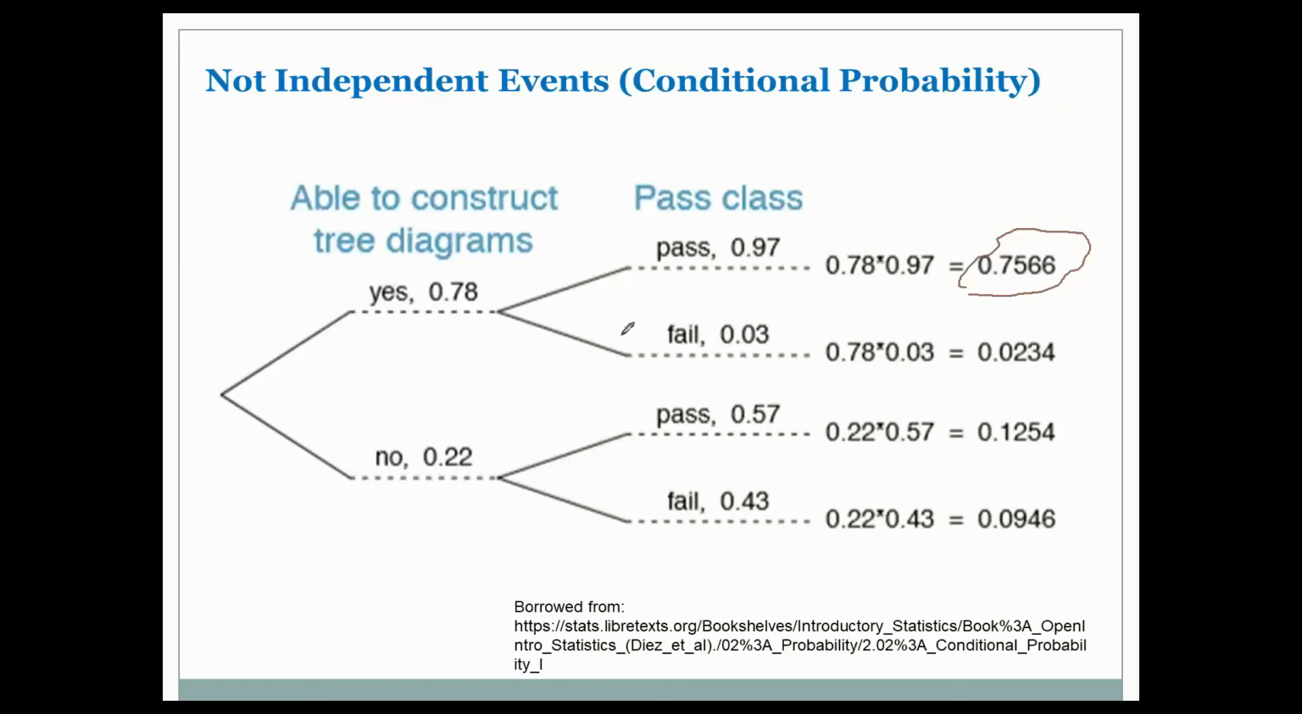Very few will know tree diagrams and fail, only 2%, right? But as you can see, these things change depending on what your first answer was. Then your pass and fail are different, whether you know your tree diagrams or not. Okay, so that's a good way of seeing conditional probability, or events that are not independent.